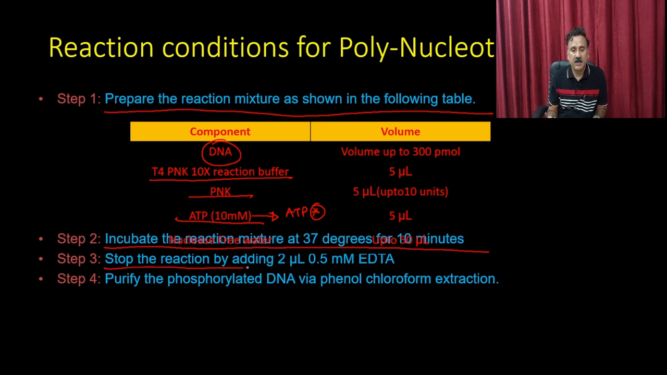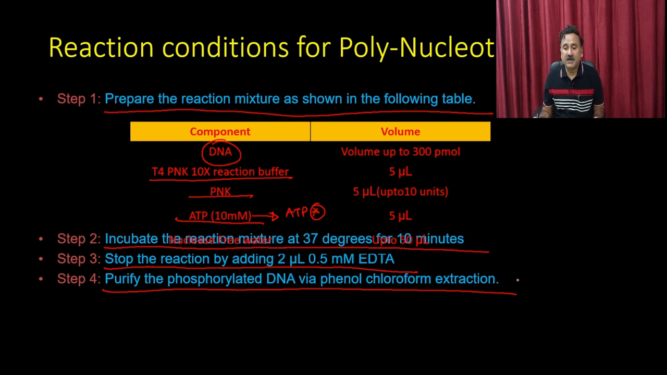Stop the reaction by adding 2 microliters of 0.5 millimolar EDTA and purify the phosphorylated DNA using phenol chloroform extraction. In some cases, people also use gel filtration chromatography.